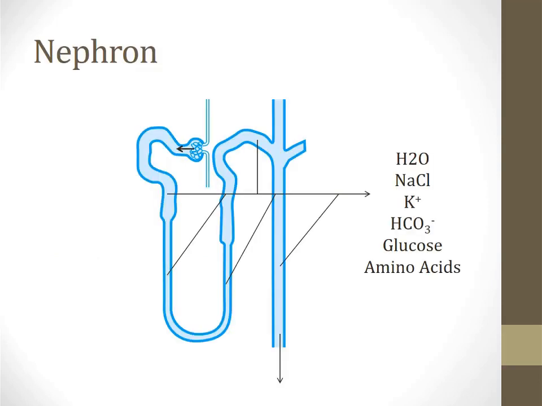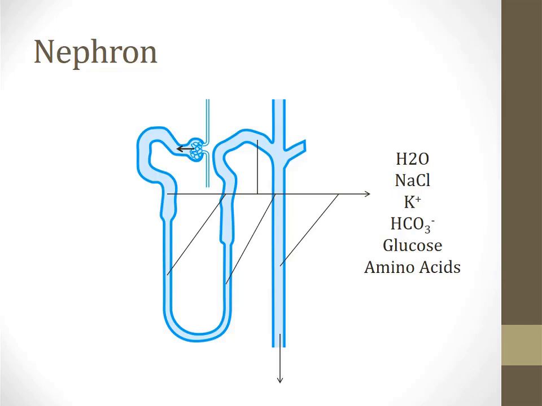Shown on the screen is a drawing of the nephron. You can find millions of these in the human kidneys, and the job of the nephron is to filter the blood and make urine that will be excreted from the body, basically to take some elements out of the blood and excrete them in the form of urine and leave others behind.